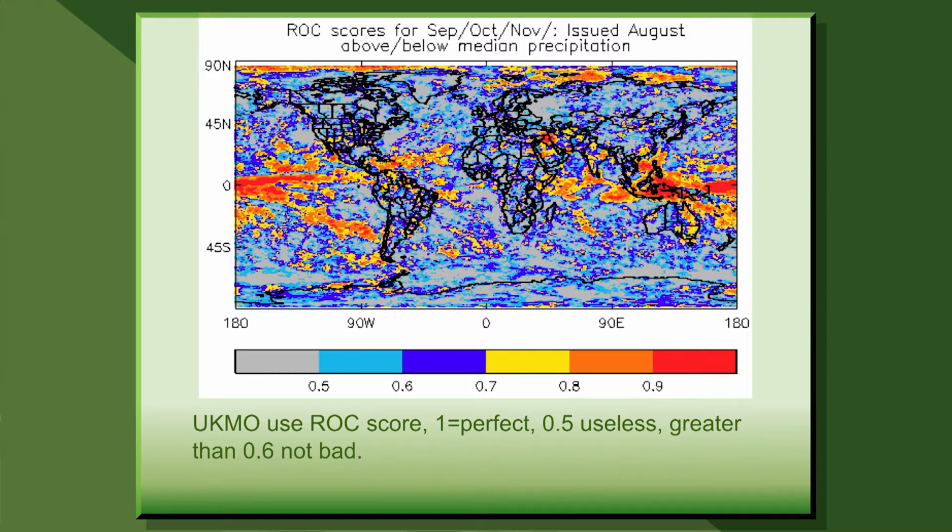Here's another one. Here's the UK Met Office, and they use a thing called a ROC score. And basically, anything above a half is good, anything below a half is useless. So the grey colours are useless, the orange and red colours are really good. So when you're assessing the skill on this model, more orange for that time of the year, the more skill.